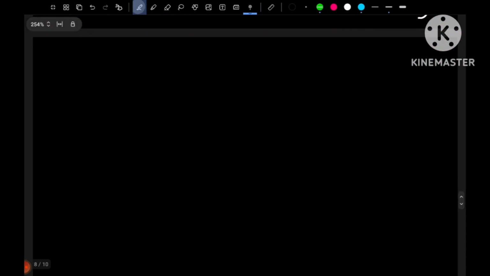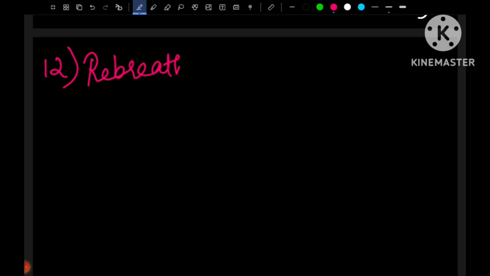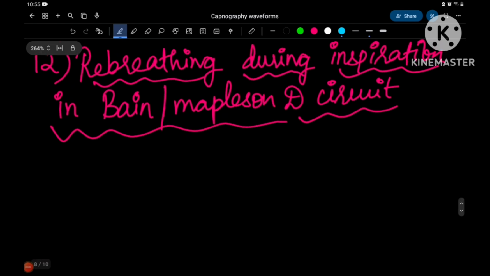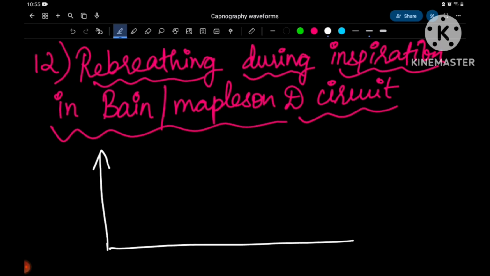Next, we go to the 12th. I'll use the same color. The 12th one is rebreathing during inspiration in Bain circuit. So let's just draw it.